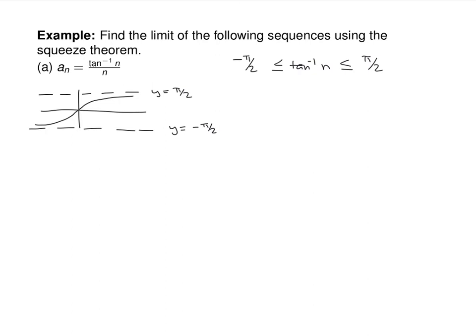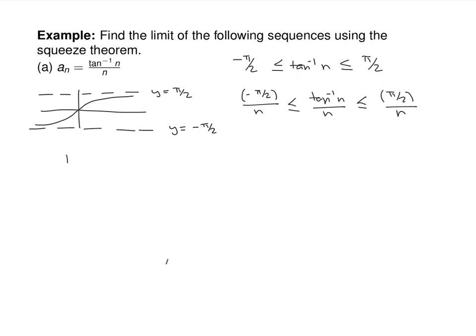Now what I'm going to do is take this inequality and divide everything by n. And with sequences, our n's are always positive, so we're dividing by a positive number, and we don't have to worry about the inequality signs flipping. So I have negative pi over 2 over n is less than or equal to inverse tangent of n over n, which is less than or equal to pi over 2 over n. So notice how inverse tangent of n over n is now sandwiched in between two things.